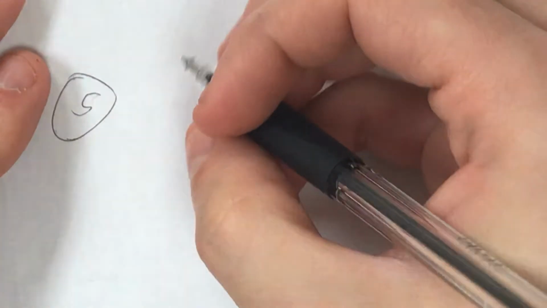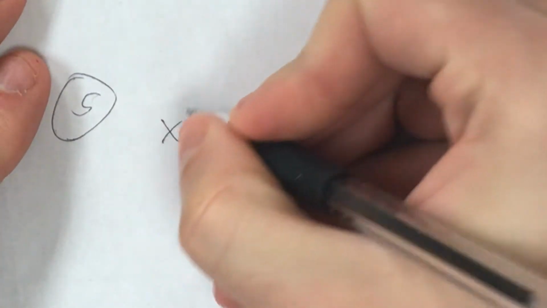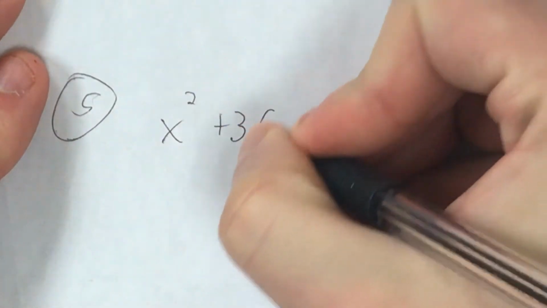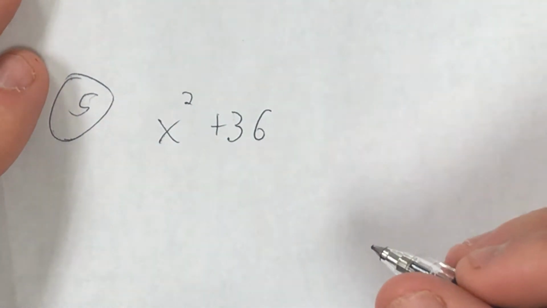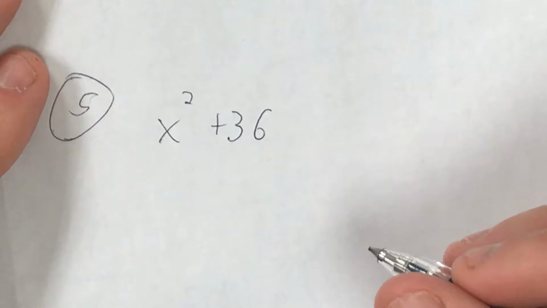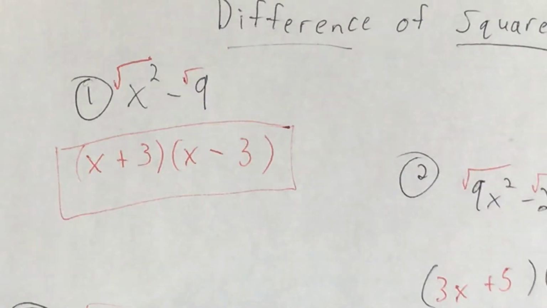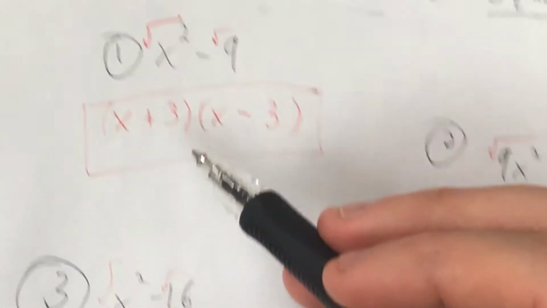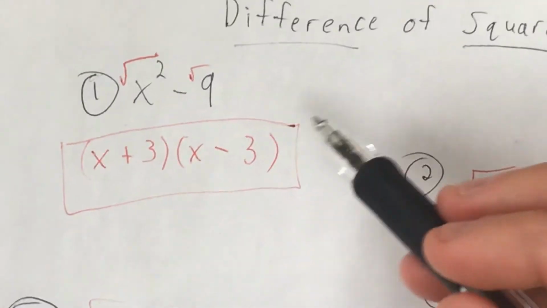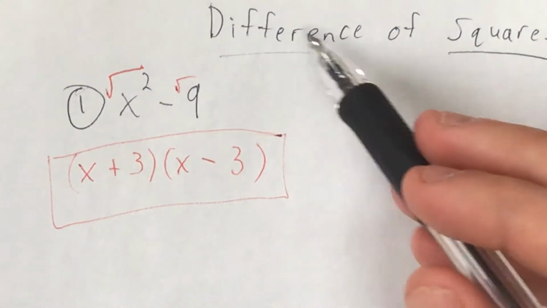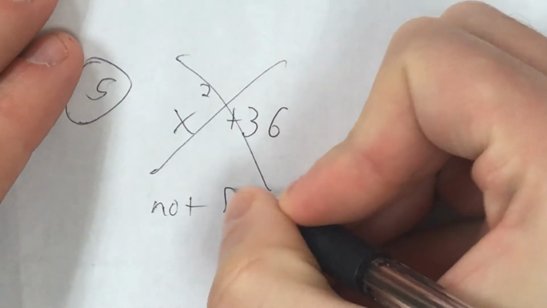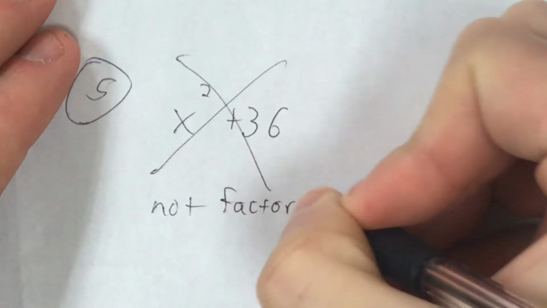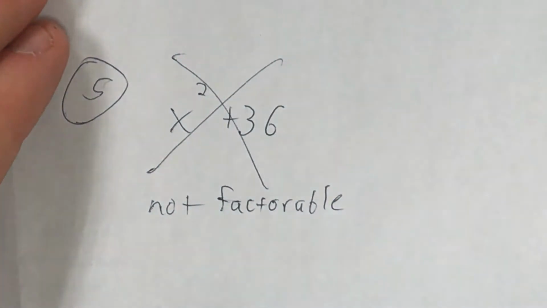Let's say I had something like x squared plus 36. It is important to note that this is not factorable. The whole thing with difference of squares is that every single one of these has a minus sign. It's supposed to have a minus sign. It is a difference of squares. As soon as you have a plus sign in these, you would just write not factorable, because it is not factorable. And you would be done with it.